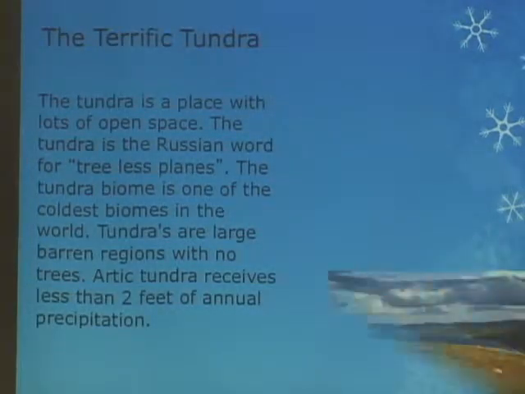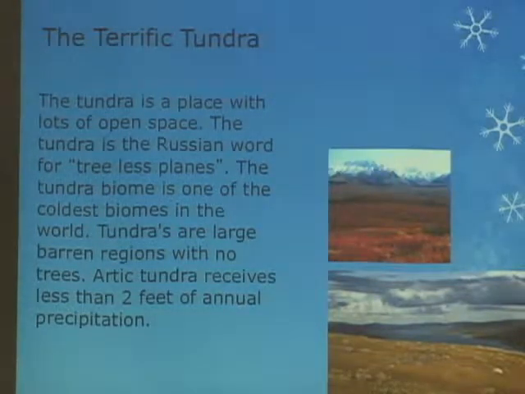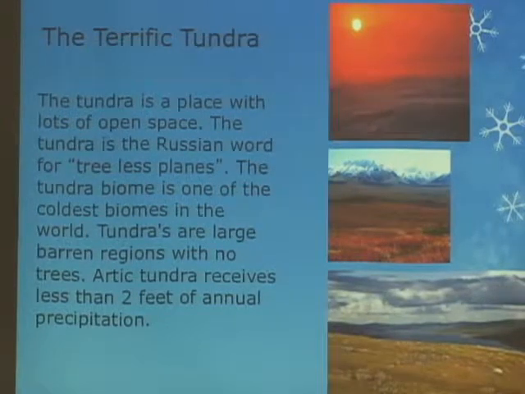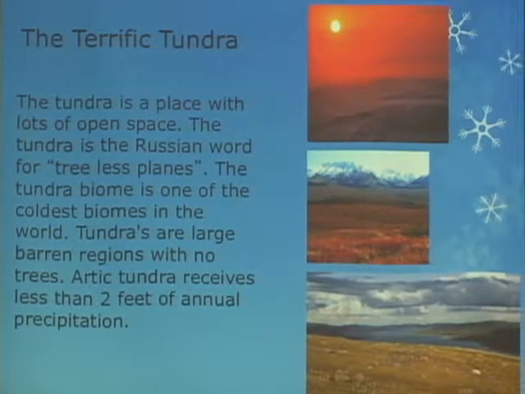The terrific tundra. The tundra is a place with lots of open space. Tundra is the Russian word for treeless plains. The tundra biome is one of the coldest biomes in the world. It turns into large barren regions with no trees. Arctic tundra receives less than 2 feet of annual precipitation.